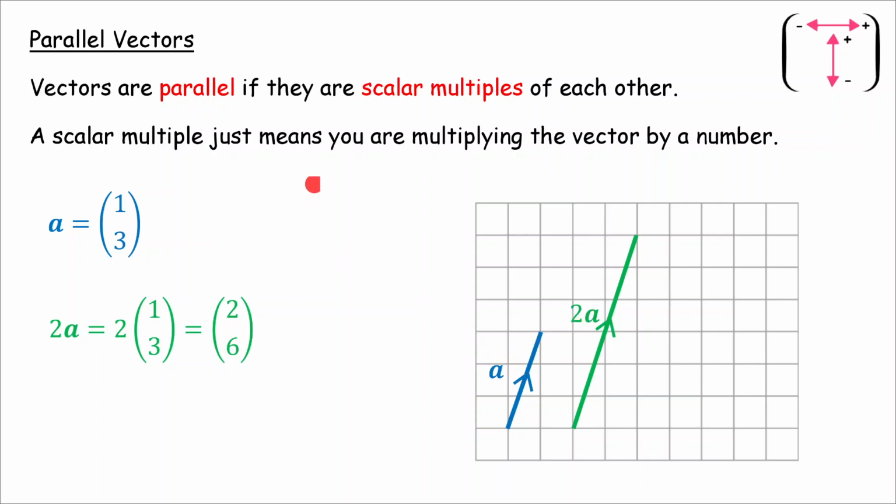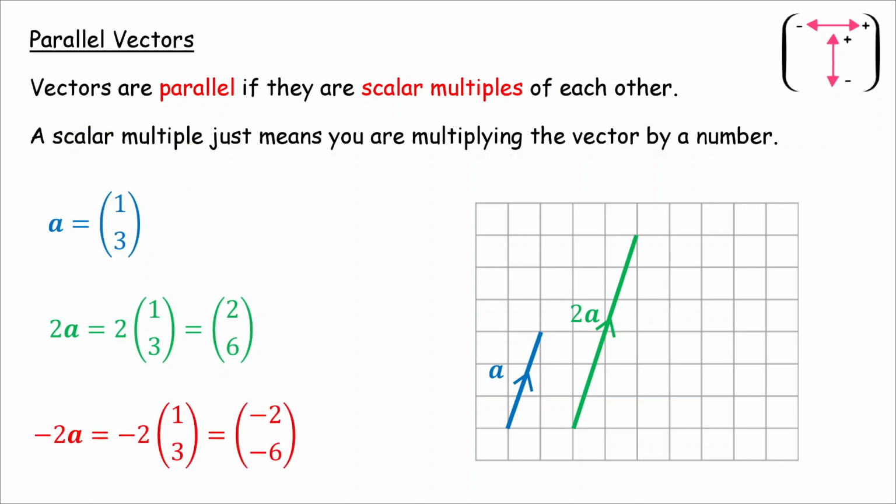So I've just multiplied the vector a by a number. That number in this case is 2. I've just doubled the vector. So they're parallel because they are scalar multiples of each other. So that's another key word that we can understand. Good, let's look at another one.